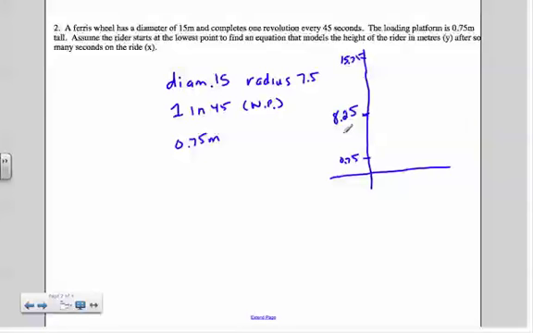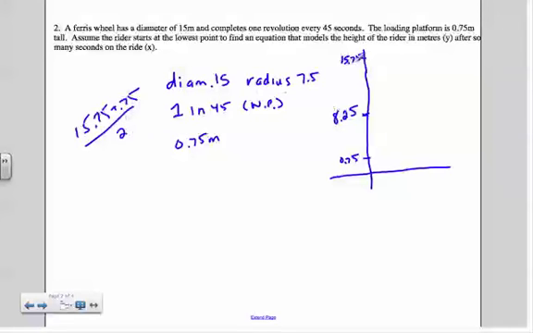Just going to double check my math. What you want to do is take your highest and your lowest, add them up, and divide by 2. So 15.75 is my highest, plus 0.75 is my lowest. Divide that by 2, and it absolutely does give me 8.25. So again, I just averaged my highest plus my lowest divided by 2.